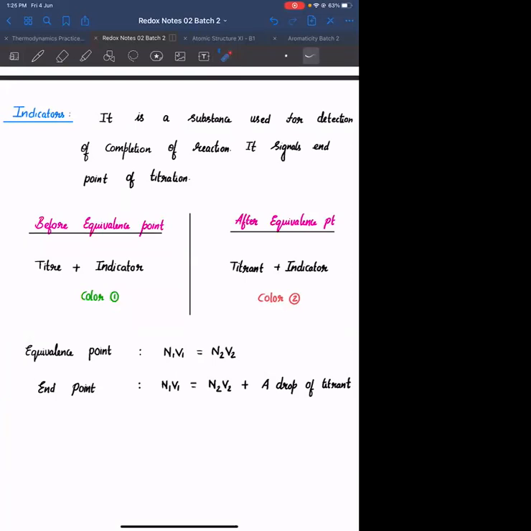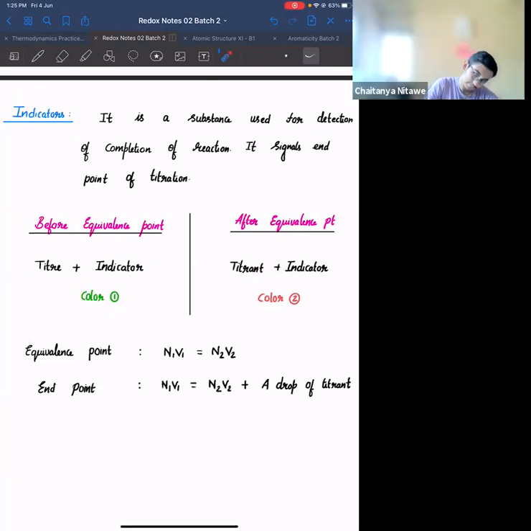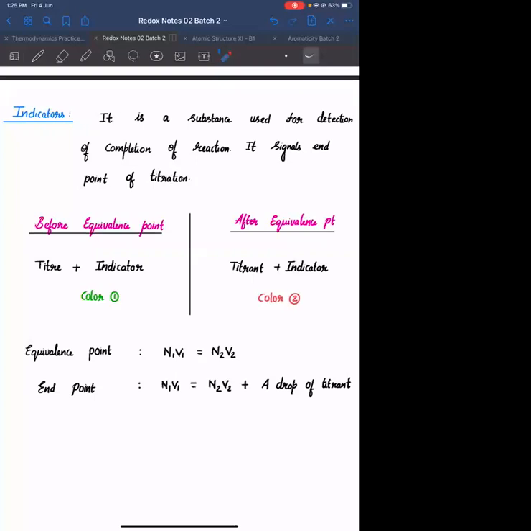Okay? And whenever there is a color change, in the system you have some extra amount of titrant. After reacting as much as required with the titrate, a little amount of titrant is left over. That amount with the indicator will be showing some color too. Is this clear? Okay. These indicators are also of different types. One is called a self indicator and the other is called an external indicator. Let us understand that once as well.